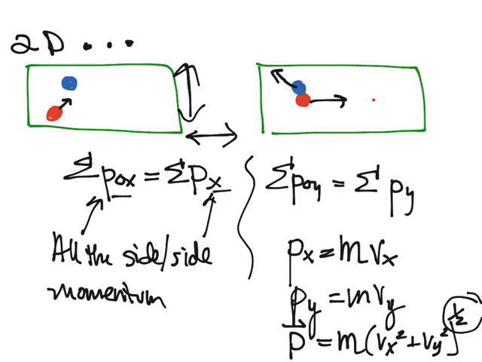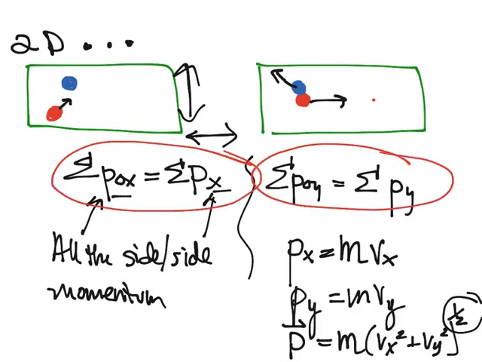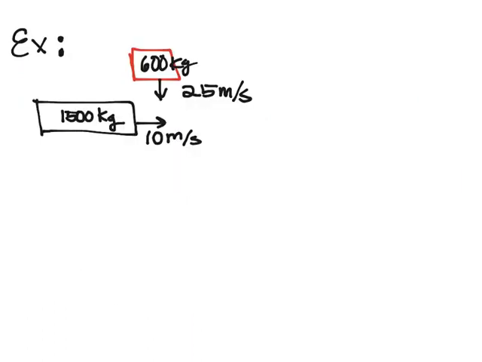Alright, so basically the way you solve two-dimensional momentum problems is exactly the way you solve one-dimensional momentum problems. The only difference is that you write out two equations instead of one. You still draw a before and after picture. You still try to plug in your masses and velocities. Alright, so in our first example, let's think about two objects.